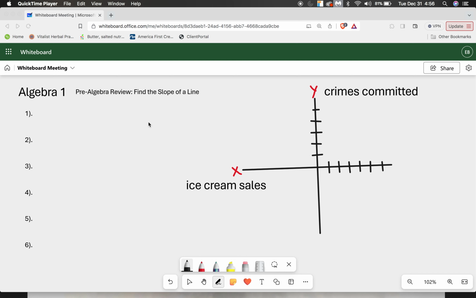The final review of pre-algebra concepts is to find the slope of a line using the slope formula. Now, just as a quick review, when you think of slope, think of a hill. If you have a really shallow hill that doesn't get very steep, then you have a fairly low slope. But if you have a very steep hill, that has a very high slope.